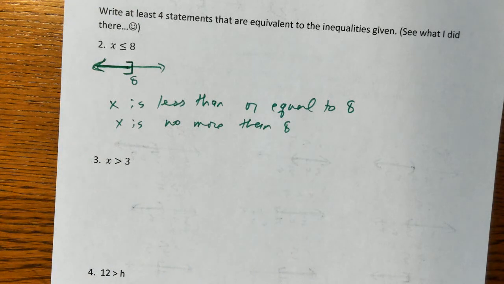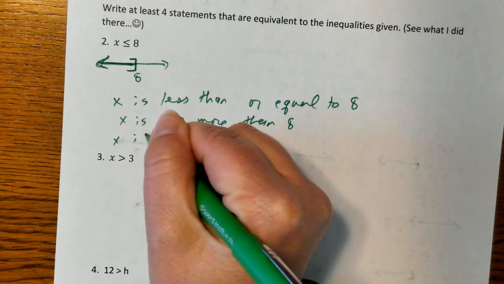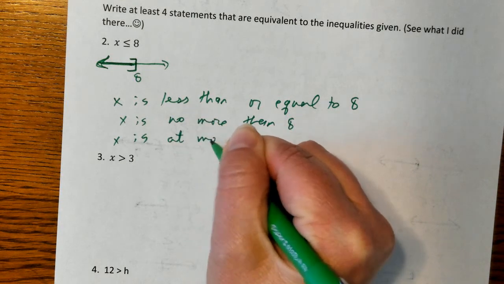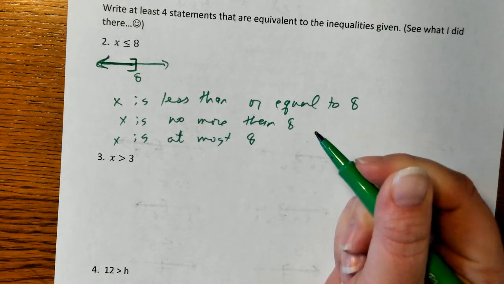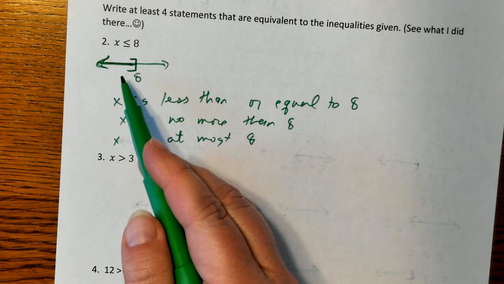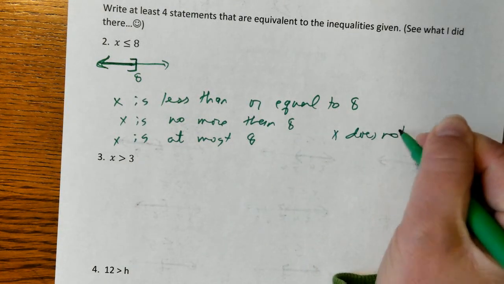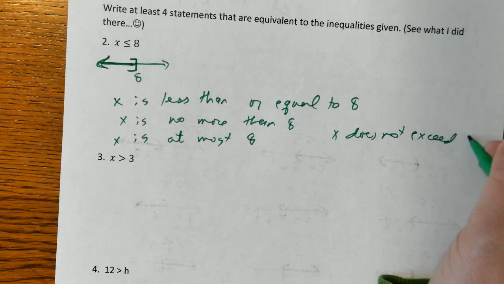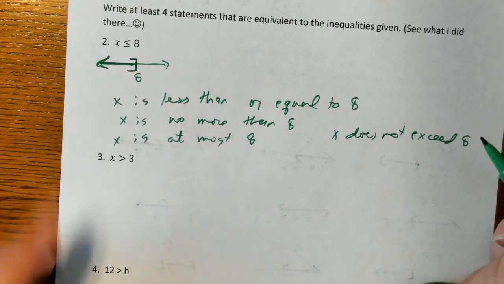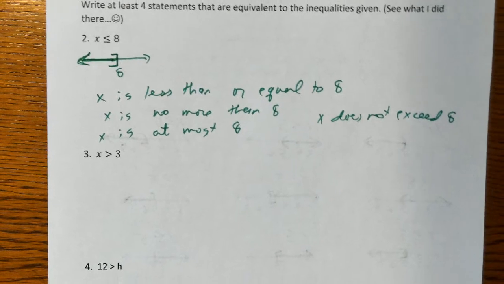Let's see, what else could we say? How about x is at most 8? Okay, that's the most it could be. Or maybe we say x does not exceed 8. It did not go above it. Okay, and there's other ones, but that's 4.